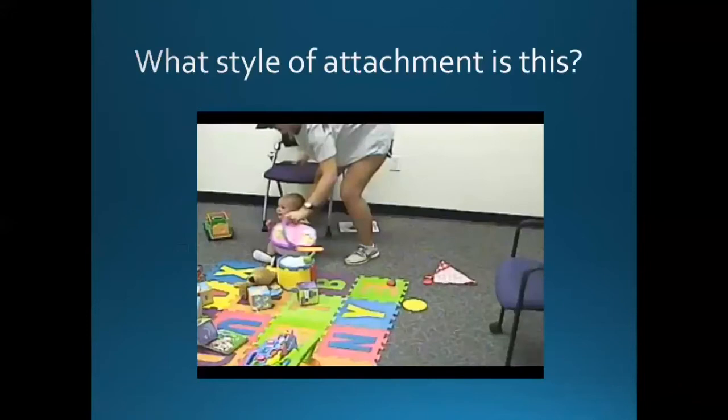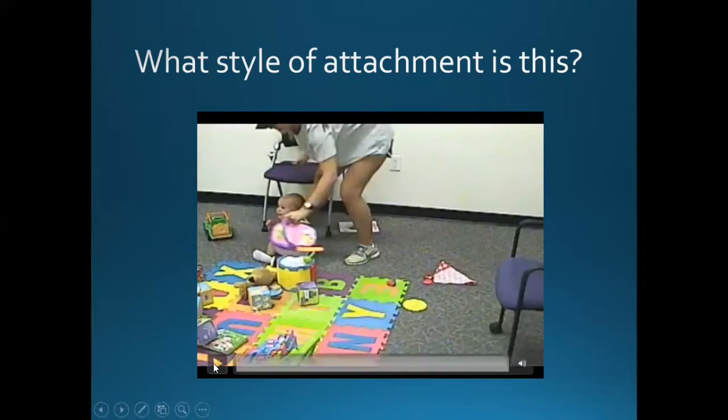So this first one, this is going to be an avoidant attachment style, and not avoidant, anxious. And you can tell pretty quickly that the baby is crying and upset, but also kind of rejecting comfort from the mom. So we'll watch.